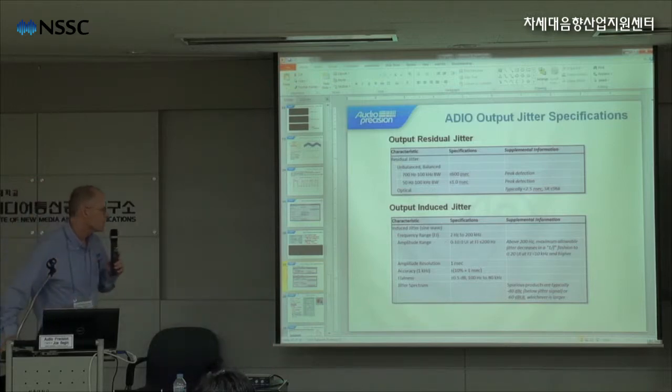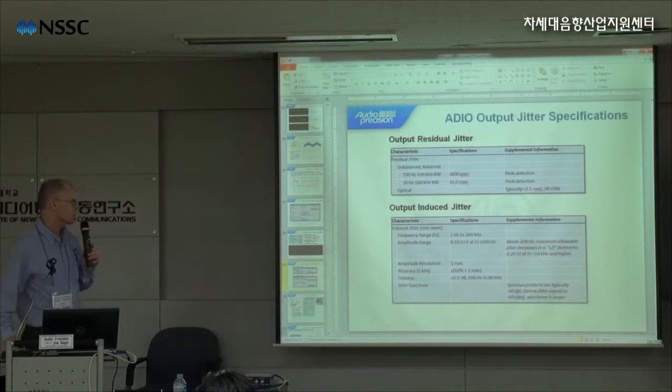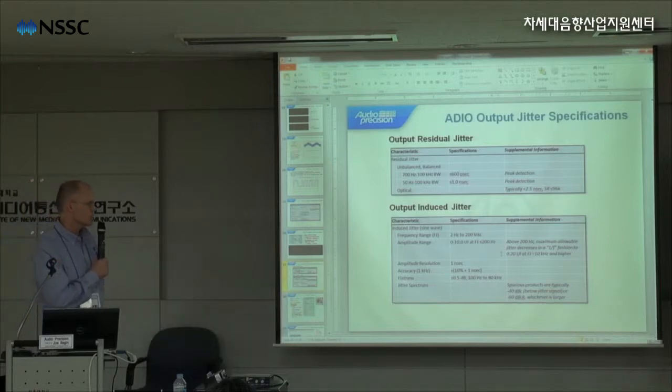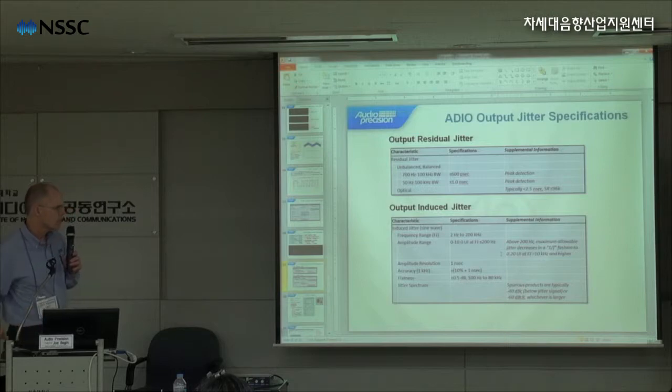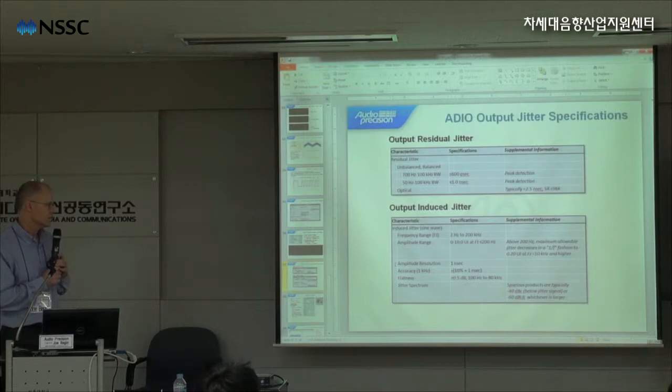intervals, at jitter frequencies less than 200 hertz. Above 200 hertz, the maximum allowable jitter decreases in a 1/f fashion to 0.2 unit intervals at jitter frequencies of 10 kilohertz and higher. The amplitude resolution is 1 nanosecond, and the accuracy is 1 kilohertz. The accuracy at 1 kilohertz is plus or minus 10% plus 1 nanosecond.